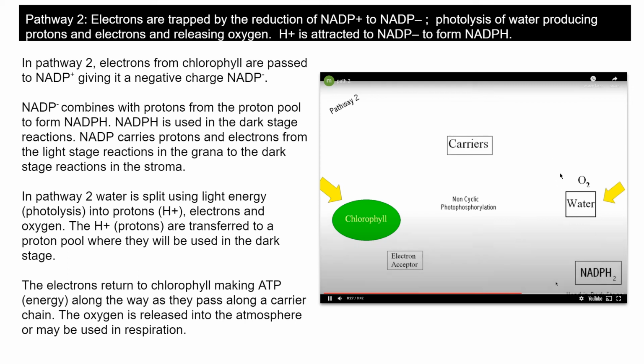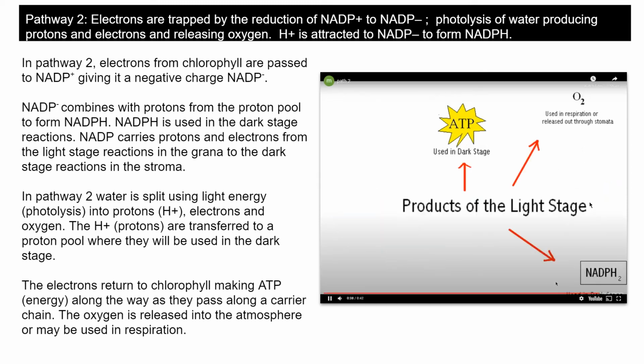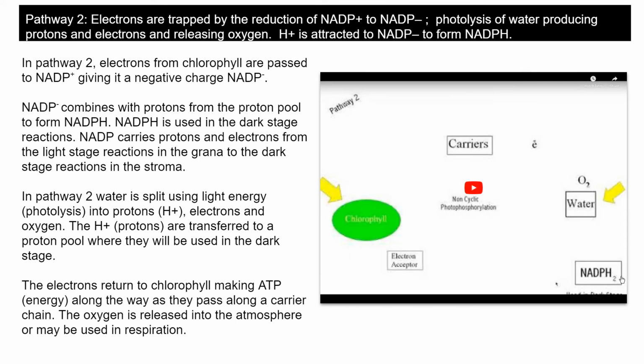The electrons can return to chlorophyll. Along the way, they pass through a carrier system and make ATP. So these electrons are not returning to chlorophyll because they originate in water. And then the oxygen is released or used in respiration. So this summary at the end is really important. What are the end products of pathway 2? They are NADPH, oxygen, and ATP.